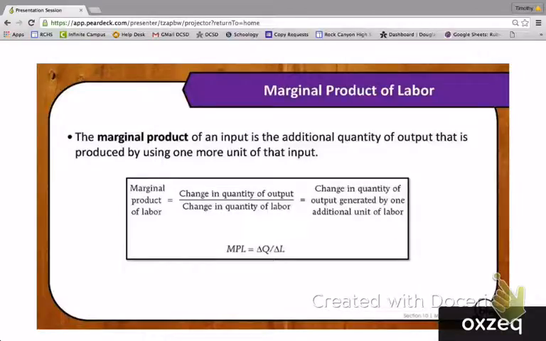So this is the formula that we use, and it's defined as the change in the quantity of output generated by 1 additional unit of labor. And so we use abbreviations for it. Marginal product of labor is abbreviated as MPL, so when you see that, MPL stands for marginal product of labor, and that equals the change in quantity, delta Q, divided by the change in the quantity of labor, delta L. And that's the definition for it.